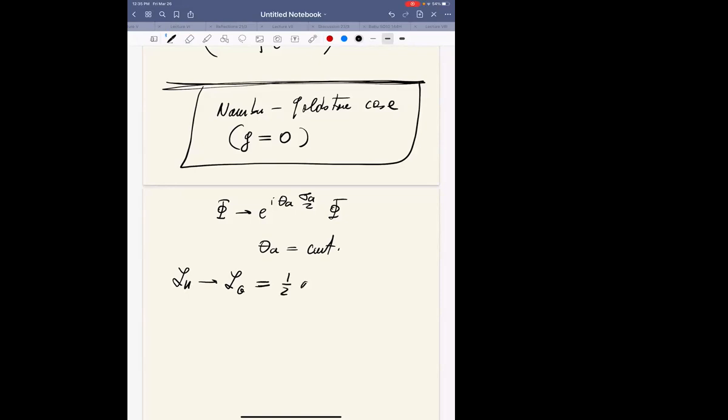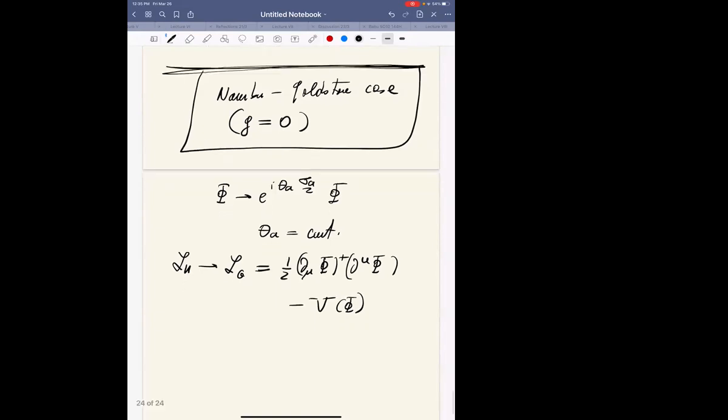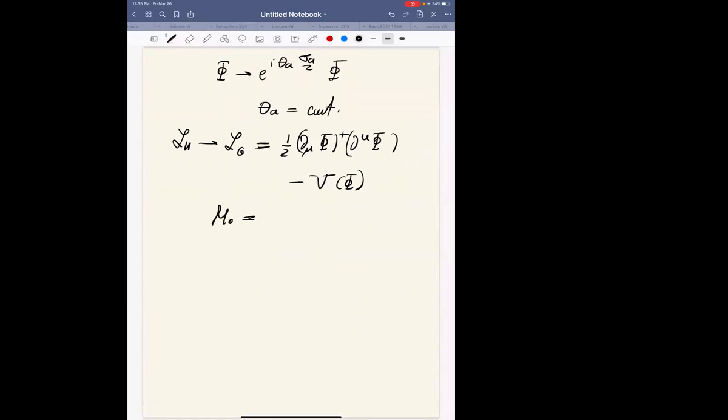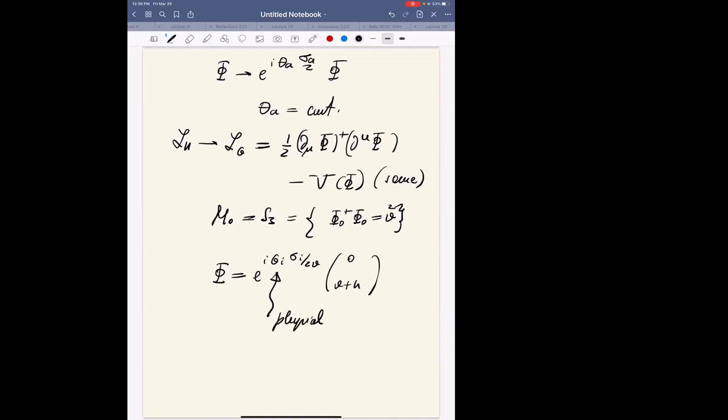The Goldstone Lagrangian would look like 1/2 partial mu phi dagger partial mu phi. I don't have to write the covariant derivative. Minus the same potential V of phi. Forget the Yang-Mills fields, they have decoupled. So what is the difference from before? Again, I have the same vacuum manifold S3, the set of all points phi_0 dagger phi_0 equal v squared, the same potential as before. This is the same. I can again write phi as e to the i G_i sigma_i over 2v, (0, v plus h). I can write like that, but these are physical now. I can't gauge them away. There is no gauge freedom.